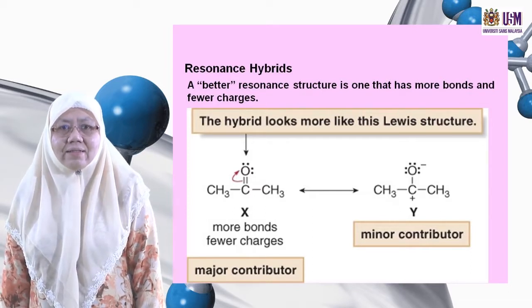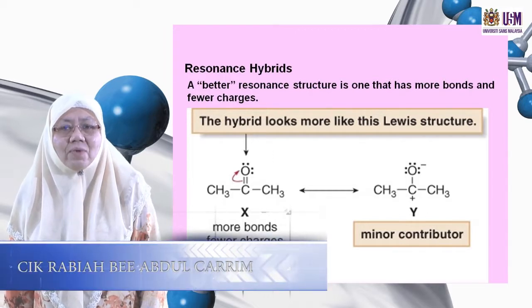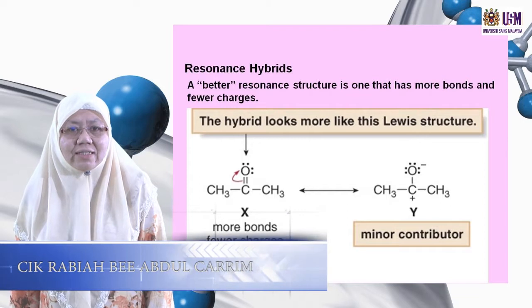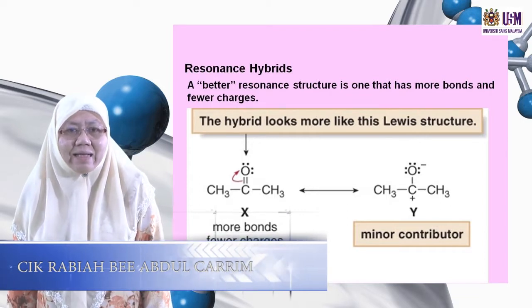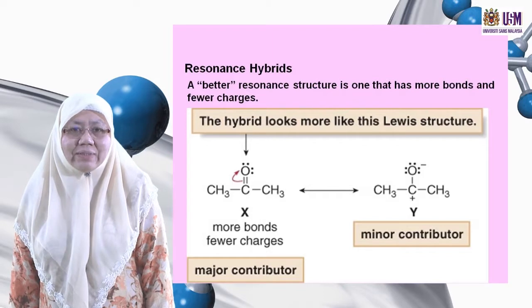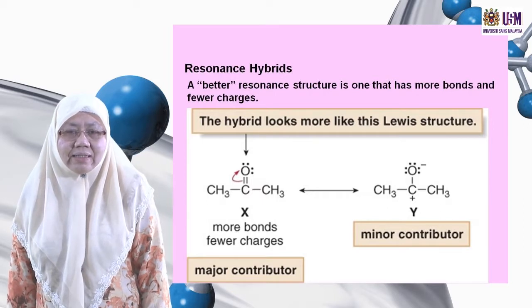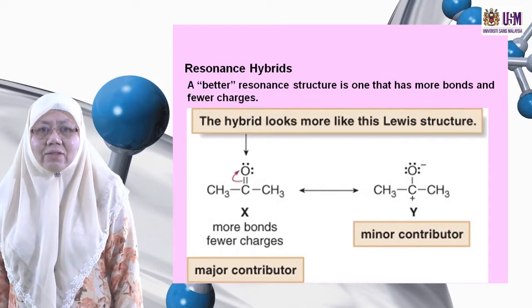The better resonance structure is one that has more bonds and fewer charges. We look at X. X does not have any charge. It has more bonds and zero charge. So this is called the major contributor. Y has a positive charge on the carbon atom and a negative charge on the oxygen atom. And this is the minor contributor.